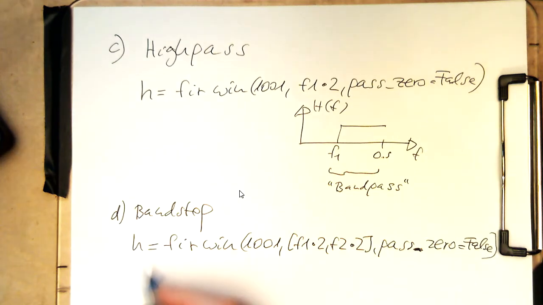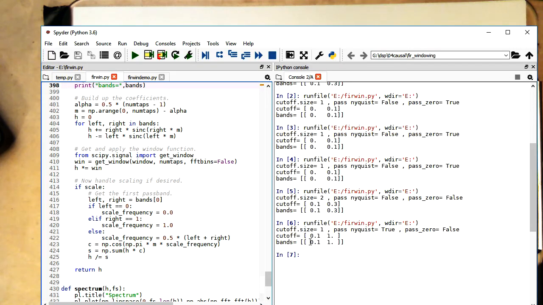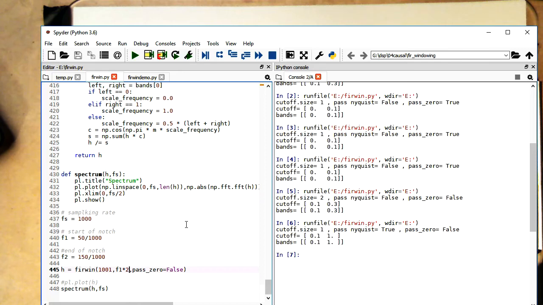Before I try this out, remember how a band stop is generated here. H of f. So a band stop is essentially the superposition, so that's here f1, f2, superposition of two bandpass filters. So it's bandpass 1 and that's bandpass 2 here. And so from the internal outputs here we should see essentially two bandpass filter responses with that.